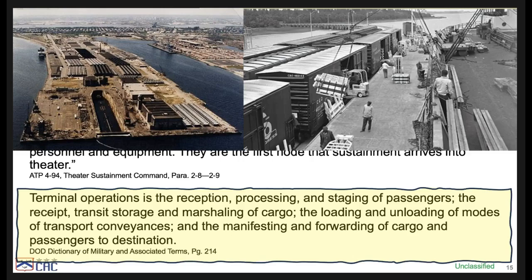It is here that the logistical dance of manifesting and forwarding cargo and passengers to their destinations takes place. Terminal operations, therefore, are the heartbeat of port opening, ensuring that the arrival, processing, and onward movement of forces and supplies are executed with precision and efficiency.